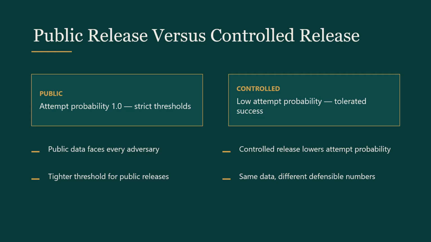Between the poles lies the everyday middle, data use agreement releases to research partners, where intermediate thresholds are justified control by control. Two disciplines keep this honest. State the release model in the report before stating the threshold, because the number has no meaning without it. And remember from video 4 that the same source data may legitimately ship at different strictness to different recipients, each release independently justified.